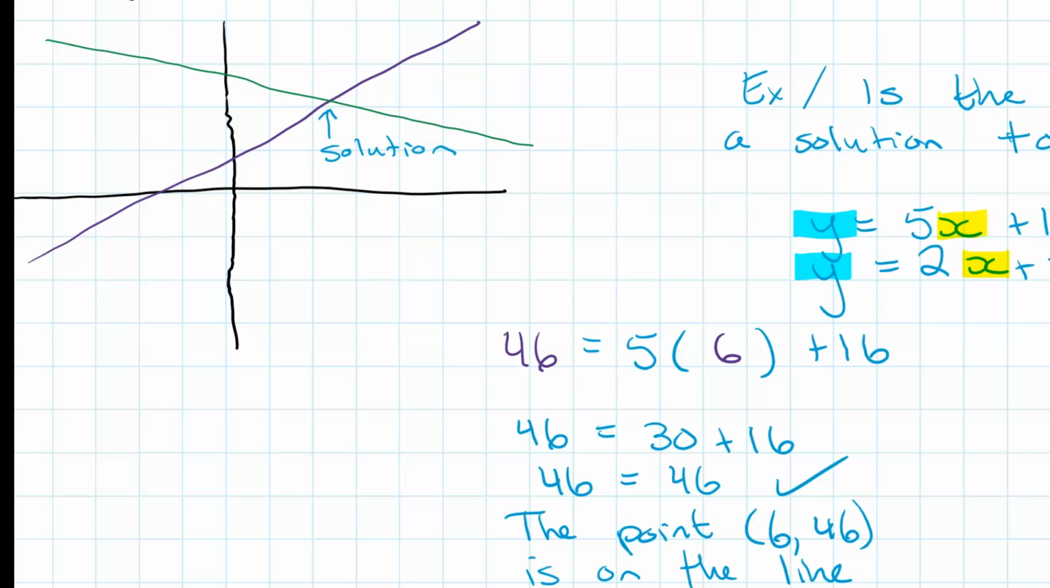So let's try for the second line. 46 in the place of the y, 2 times the x, which is 6, plus 34. So I've got 46 equals, and 2 times 6 is 12, plus 34. 46 equals 46. That is a true statement. So the point 6, 46 is on the line y equals 2x plus 34. And since this point is on both lines, it is a solution to the system. It is that crossing point.